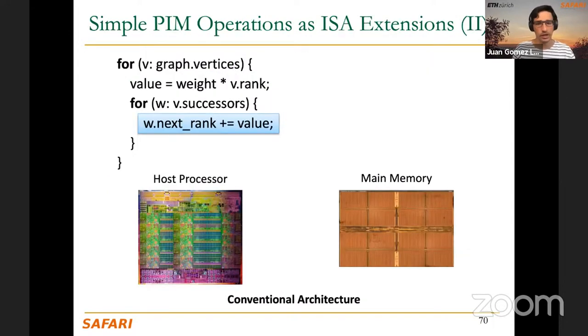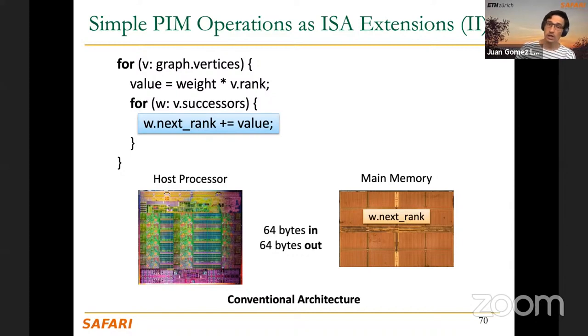Okay, and this is a little bit of motivation. What happens in a conventional architecture? Recall the PageRank algorithm. In PageRank, we have the vertices of the graph, and then we go successor by successor of each vertex, and we update the rank value. So if we want to compute this on a host processor, we need to go to memory to read the successor node, the next rank value, and this brings one whole cache line of 64 bytes. And then after computing, we will have to write back the updated value to memory, right? The problem is that we are reading 64 bytes from memory and we are writing 64 bytes to memory.